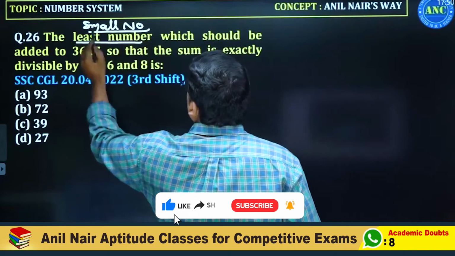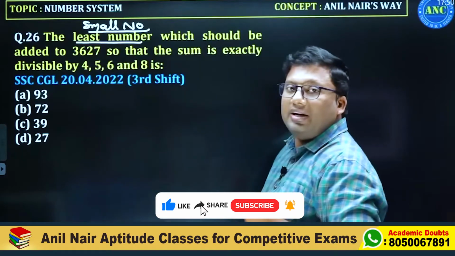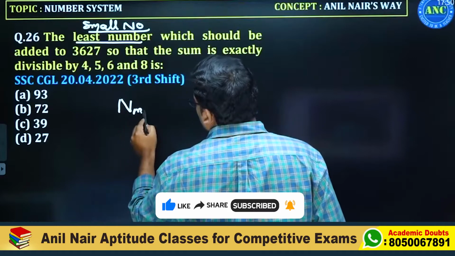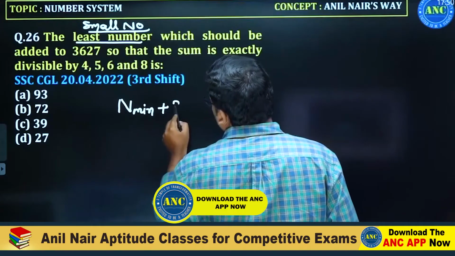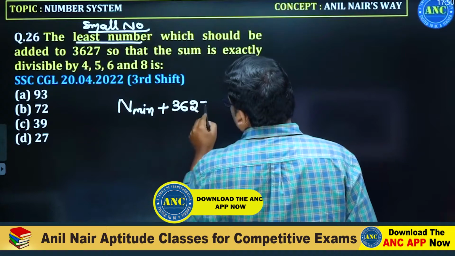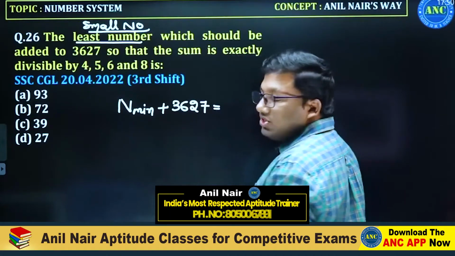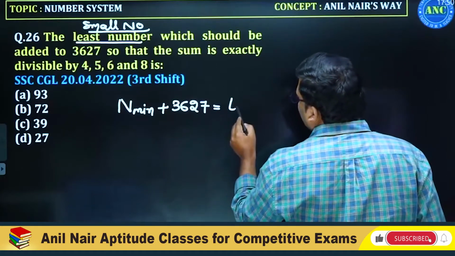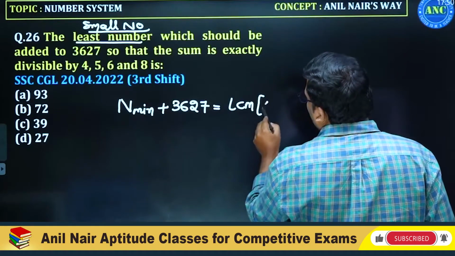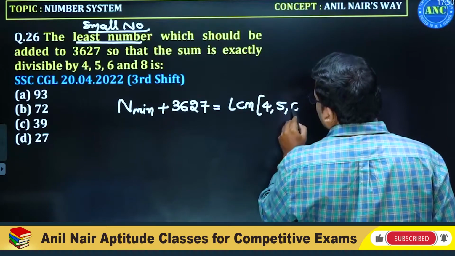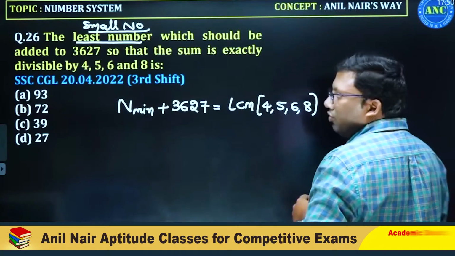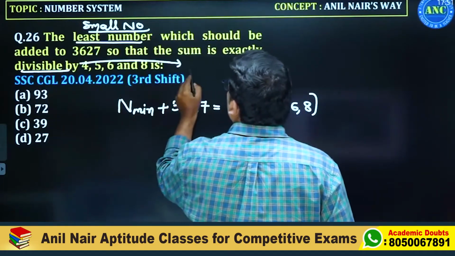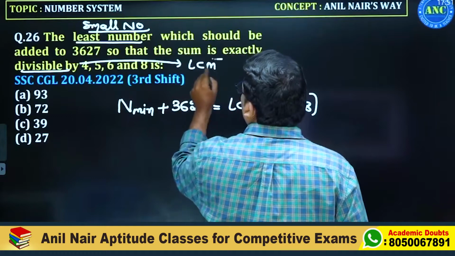I want the smallest number which should be added to 3627. There is one smallest number, the minimum value of n, that should be added to 3627 such that the sum is exactly divisible by 4, 5, 6 and 8. Wherever there is the key phrase "divisible by", we will use the concept of LCM.